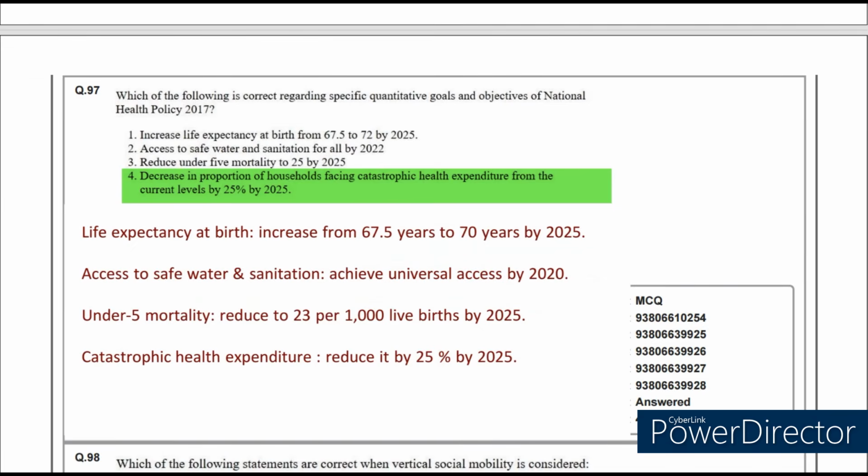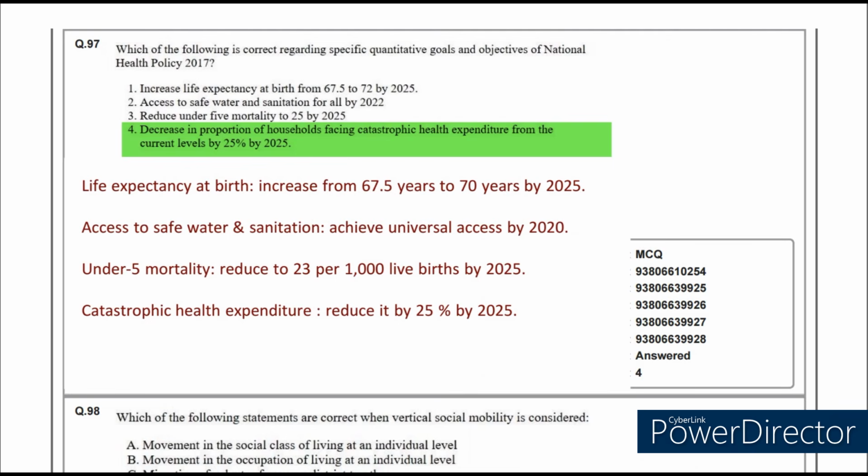And now coming to question number 97, that is on quantitative goals and objectives of National Health Policy 2017. So in this case, only option 4 is correct. That is, catastrophic health expenditure has to be reduced by 25% by 2025. Under 5, it is 23 per thousand live births, and access to safe water and sanitation, it is universal access by 2020. And life expectancy at birth increased from 67.5 years to 70 years by 2025. So only option 4 is correct in this scenario.